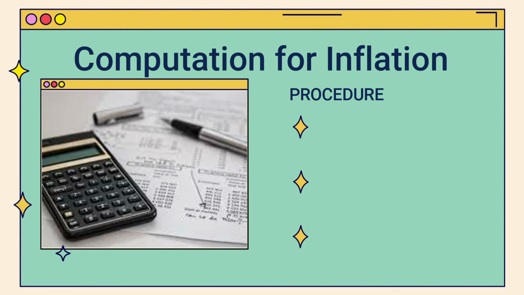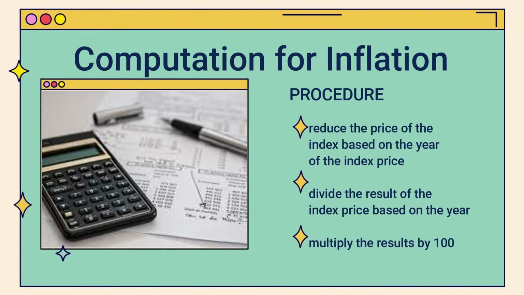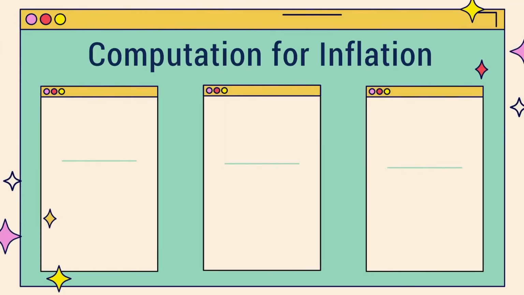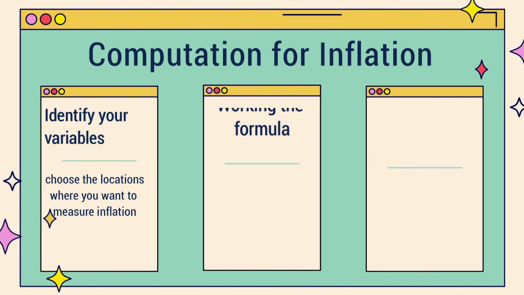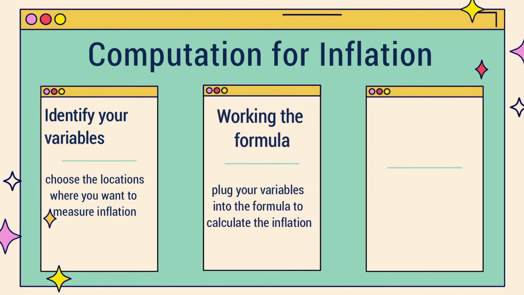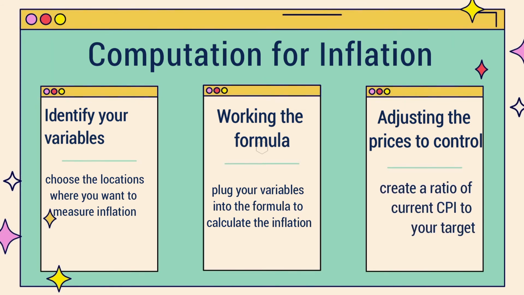We can get the rate of inflation by subtracting the index price of the base year from the index price of the current year, dividing the result by the index price of the base year, then multiplying the result by 100. We can also calculate inflation using three methods. Method 1: identify your variables, choose the locations where you want to measure inflation. The second method is working the formula for inflation. Plug your variables into the formula to calculate the inflation. And the third method is adjusting the prices to control for inflation. Create a ratio of current CPI to your target.